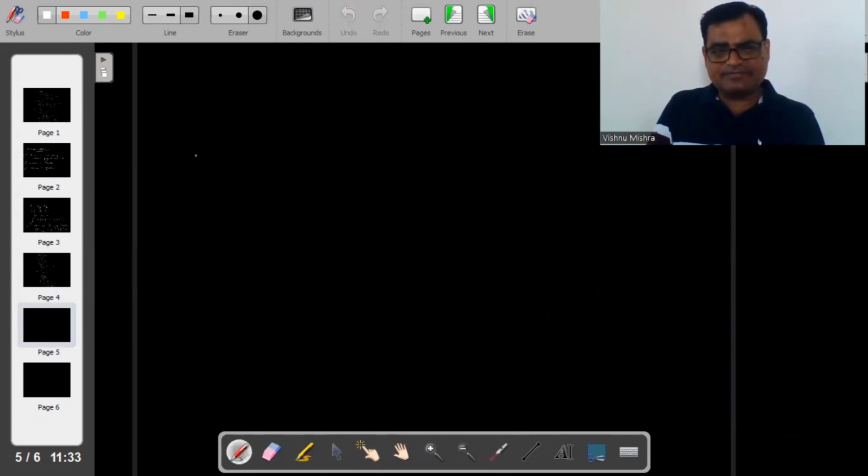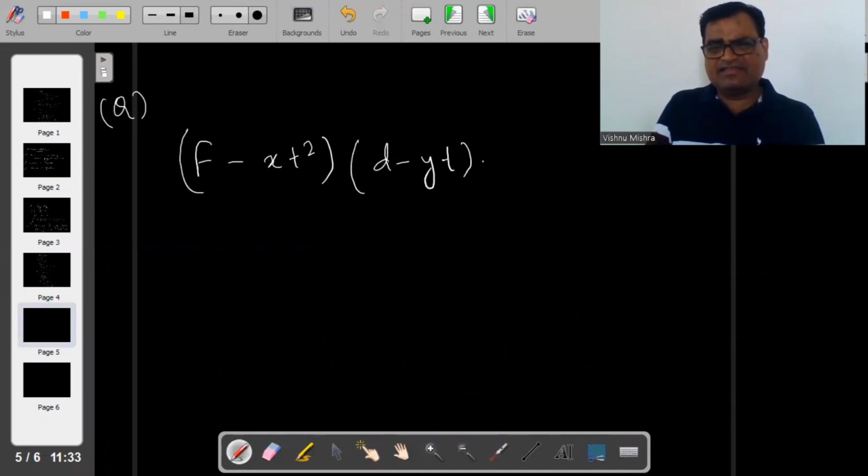Another type of question you are going to get like this. You see, f minus xt square into d minus yt is equal to w. This is an important question. Here f is the force, t is the time, d is the distance, and w is the work.